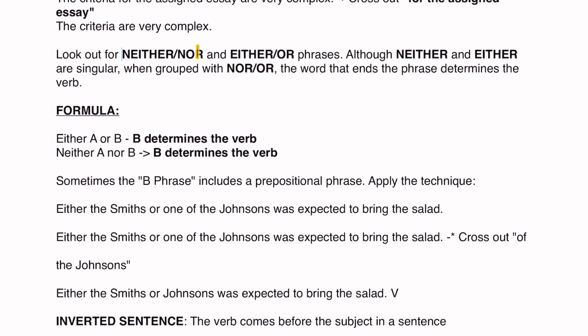Look out for neither nor and either or phrases. Although neither and either are singular, they are originally singular. When they're grouped with nor and or, the word that ends the phrase determines the verb. Wow, what is this, Mr.? The word that ends the phrase determines the verb. Oh, so it has a rule. It has a rule. Look at the formula.